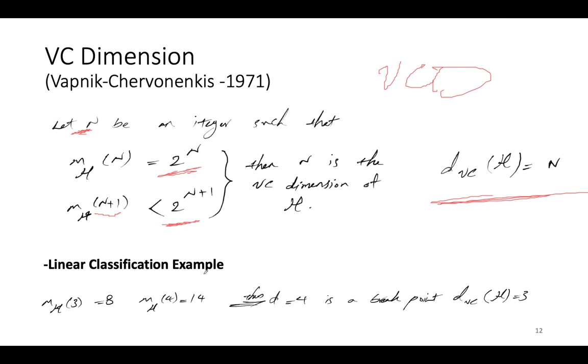So for the linear classification example we just saw previously, if the points are not collinear, your m_H of 3 points is going to be 8. For 4 points, no matter how you place them, you're still going to have 14. Okay. Thus, we're going to say that 4 is a breakpoint, okay, for VC dimension of H equal to 3. Is that clear? Any questions?